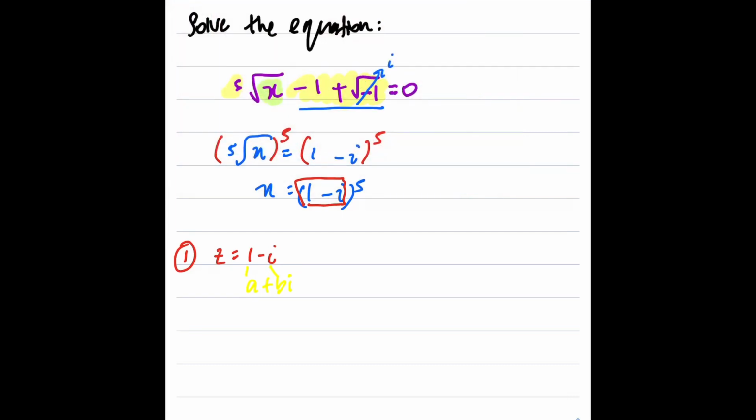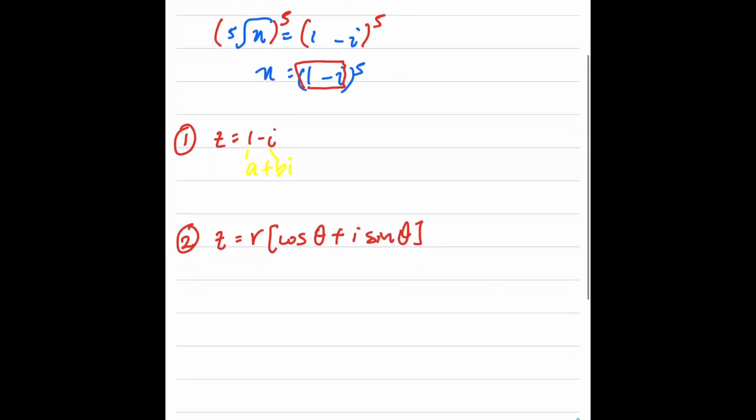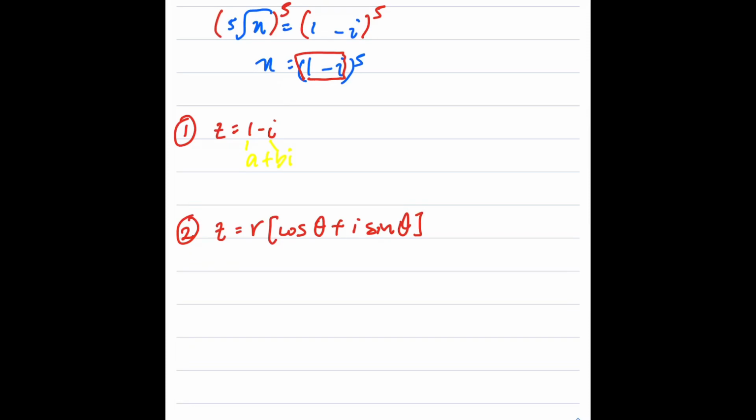The second step, we need to change the z here to polar form. The polar form will be z equals r in bracket cos theta plus i sine theta. So why do we need to change to polar form? Because in order to apply De Moivre's theorem, it must be in polar form. The last step is, since we want to solve x equals (1 minus i) to the power of 5 and we have renamed it into z, we apply z to the power of 5. This is where De Moivre's theorem comes in.